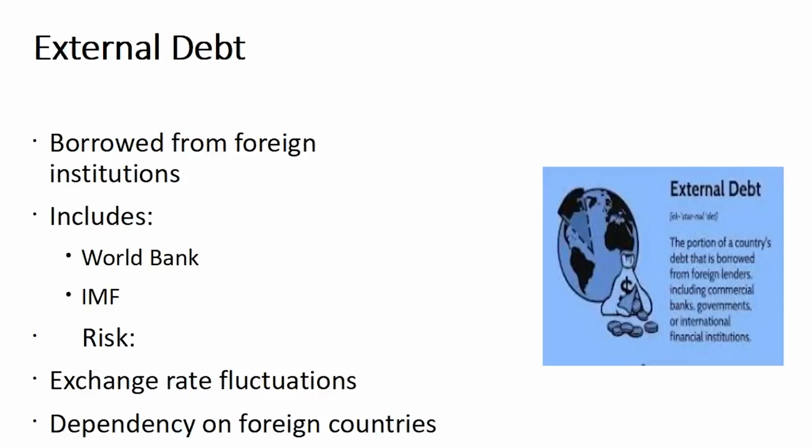Now external debt, borrowing from outside India, from institutions like World Bank, IMF or foreign countries. This is usually for big projects. But there is a risk here. Repayment is in foreign currency. If the value of rupee falls, we need to pay more money. So this type of debt must be used carefully.